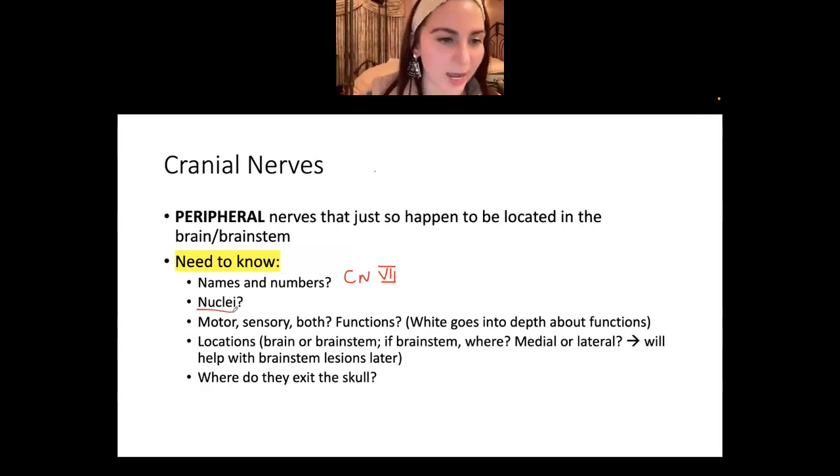What are its nuclei? Cranial nerve nuclei, there's a lot of them. We're going to do them today. They're going to take a while to go through.